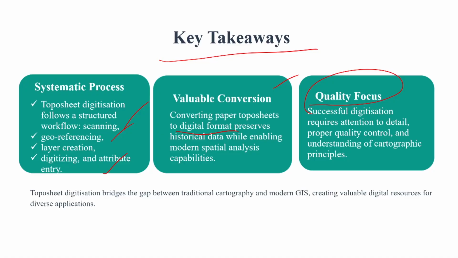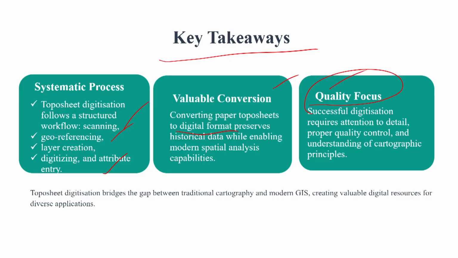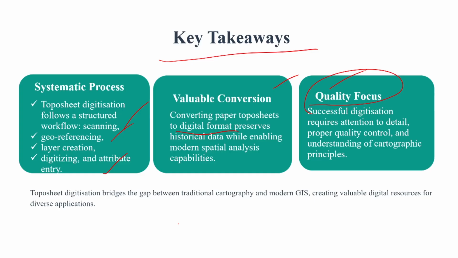Then we have to focus on quality: the digitized line, polygon and point features should fit exactly to the ground or to the present satellite and aerial images. This is the way we check quality. Whatever input we give accurately, we expect the output accurately. This is the takeaway from the point of view of digitizing our georeferenced topo sheets. Now we are going to do the practical session on how to digitize.